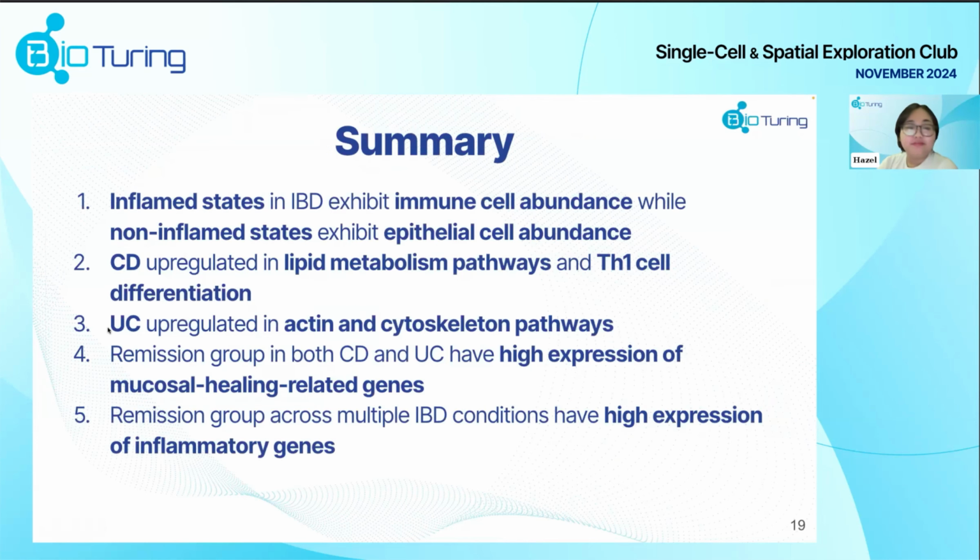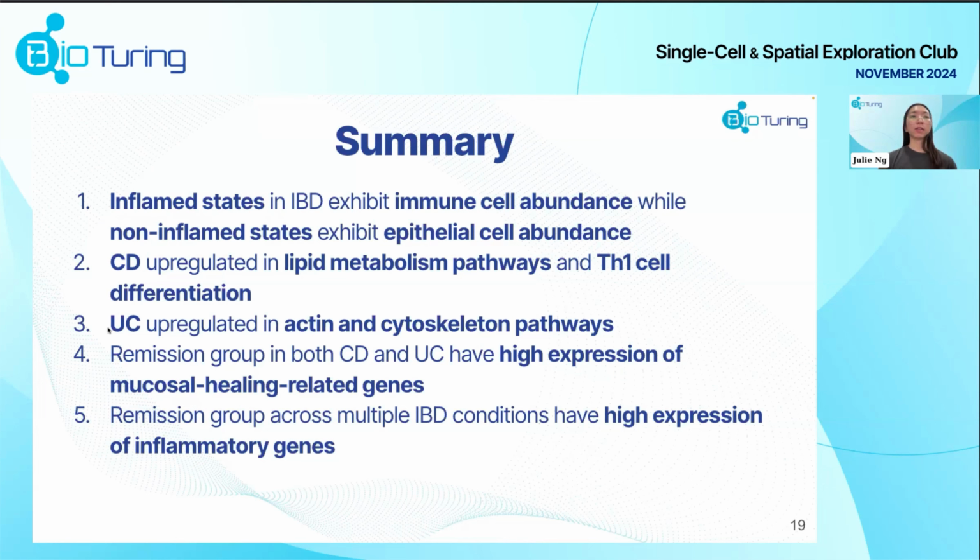So to summarize, first we found that inflamed states in IBD exhibit immune cell abundance, whereas non-inflamed states exhibit epithelial cell abundance. And then we also found that in Crohn's disease, this was upregulated in lipid metabolism pathways and Th1 cell differentiation. Whereas in ulcerative colitis, we found an upregulation in actin and cytoskeleton pathways and Th17 cell differentiation. So we see these pathway and molecular differences between Crohn's disease and ulcerative colitis.